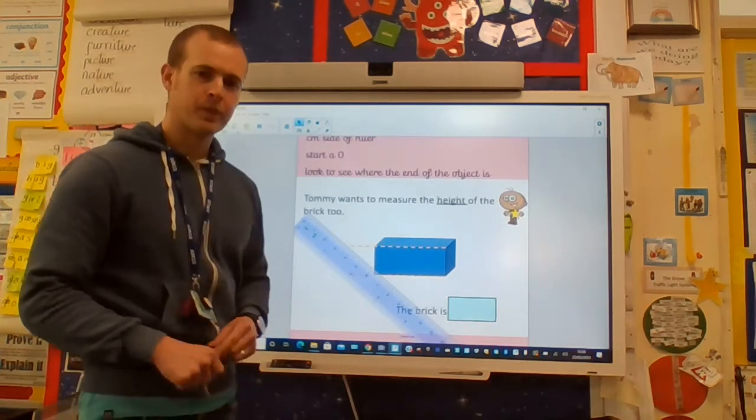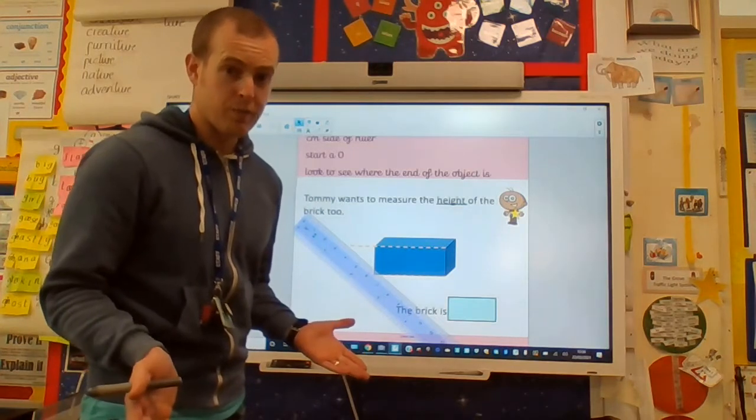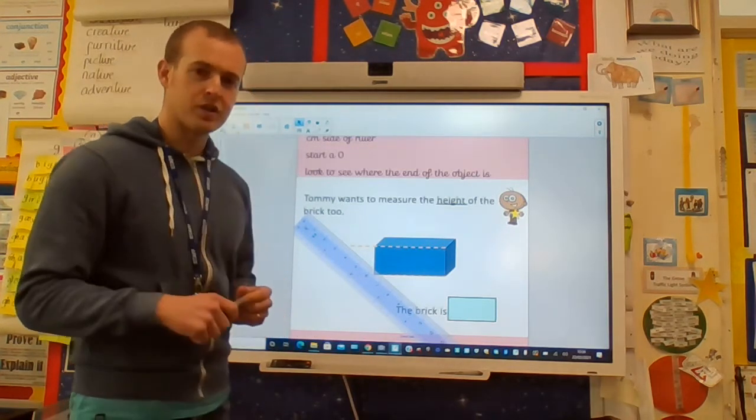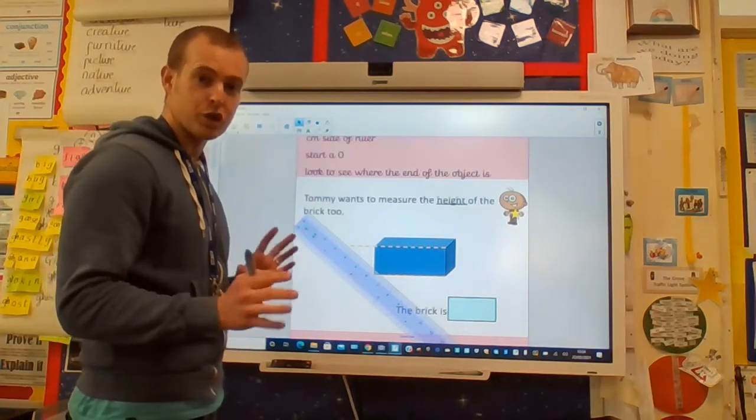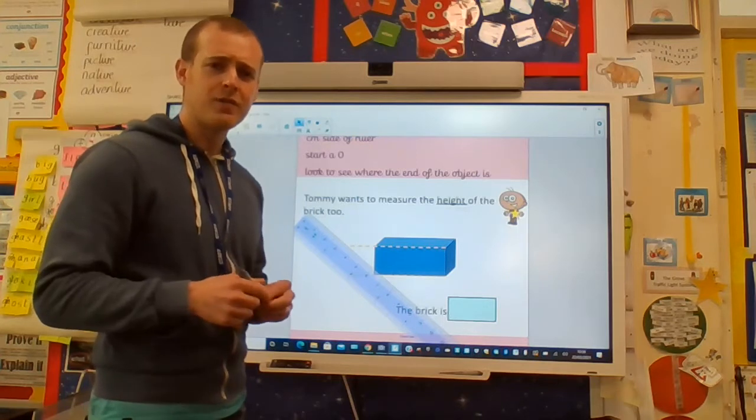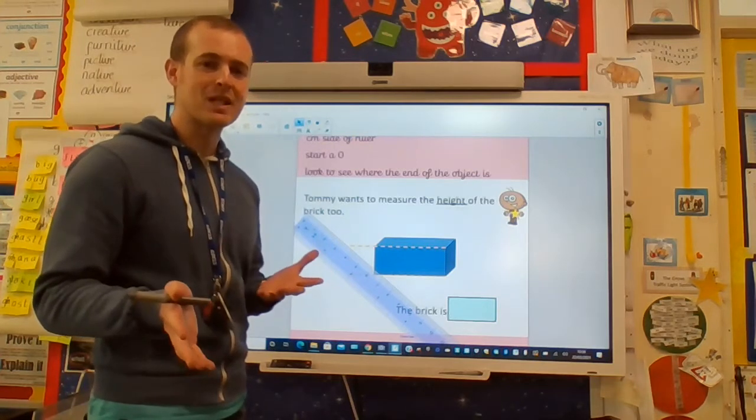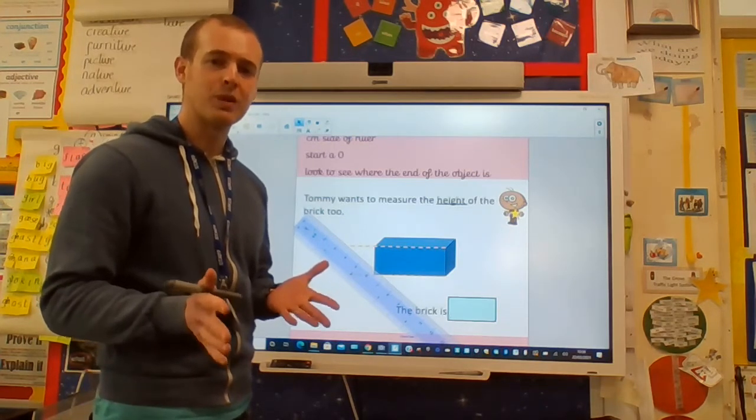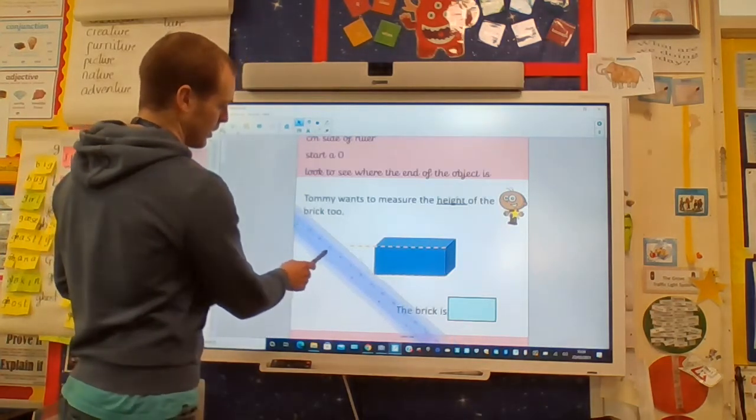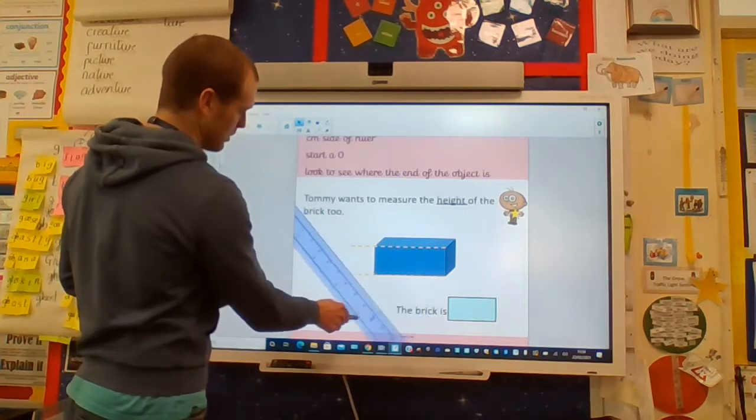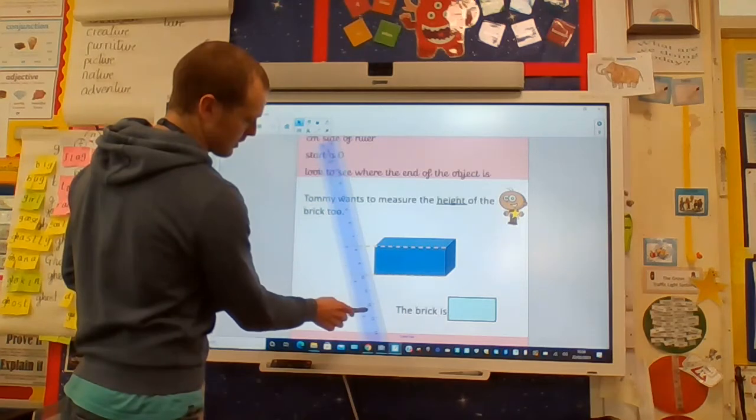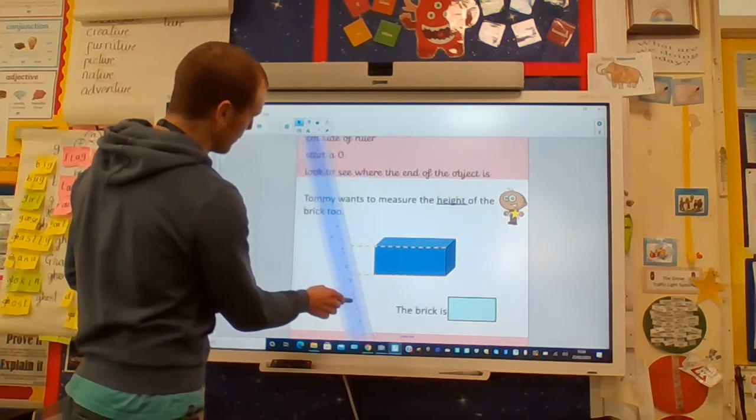Now then, Tommy also wants to measure the height of his object. What I'm going to do, I'll position the ruler and I'll zoom in. And what I would like you to do at home is pause the video and see if you can tell me how many centimetres the height of Tommy's brick is. All right, so I'm going to line up my ruler with the edge of the object, hopefully, if it works.